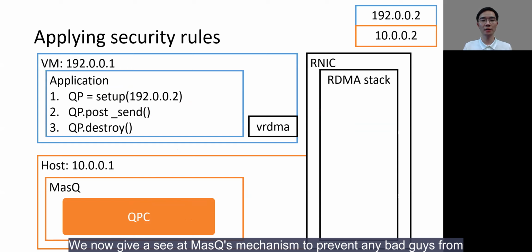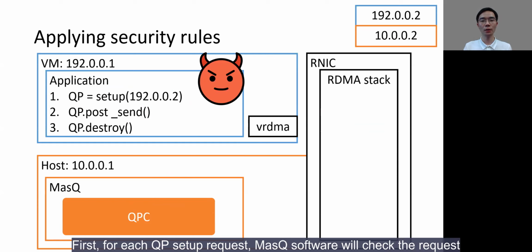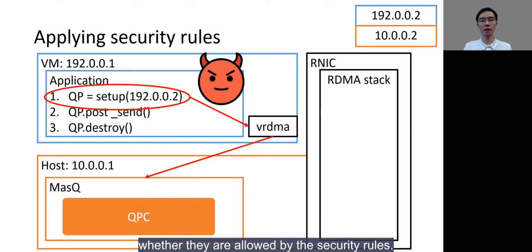We now give a look at MasQ's mechanism to prevent any bad guys from injecting traffic into the network. First, for each QP setup request, MasQ software will check whether the request is allowed by the security rules. If a request is illegal, the MasQ software will reject it.